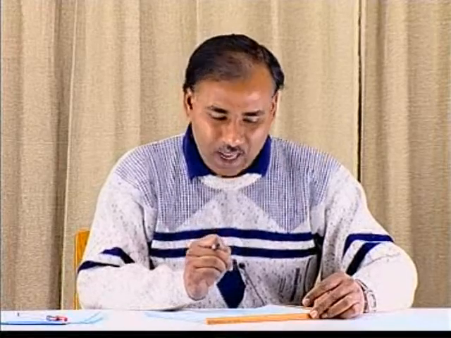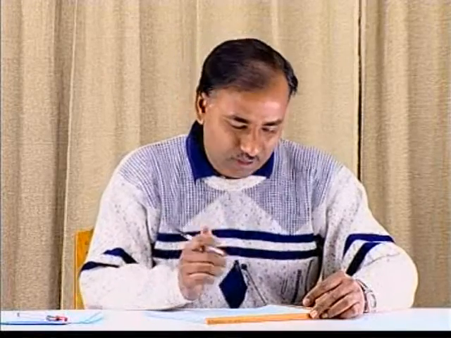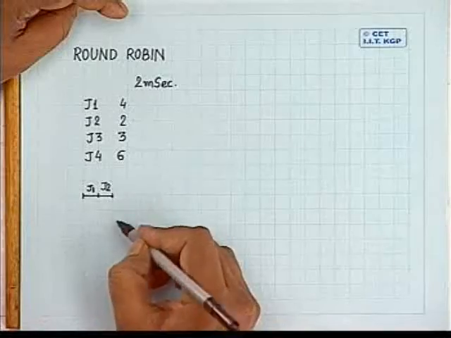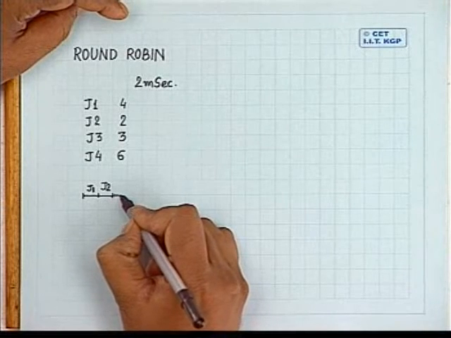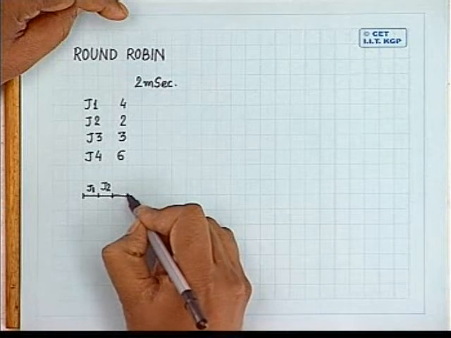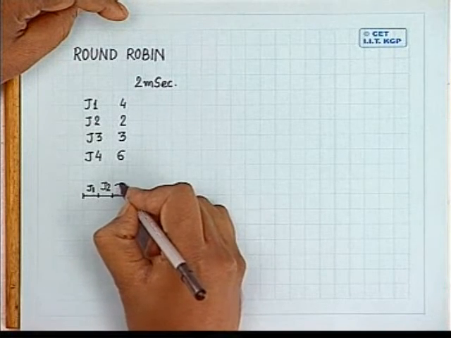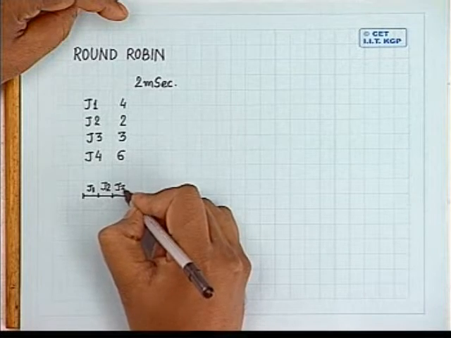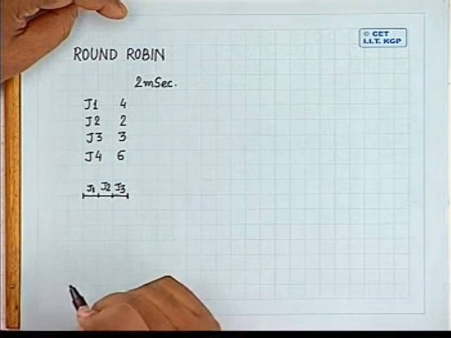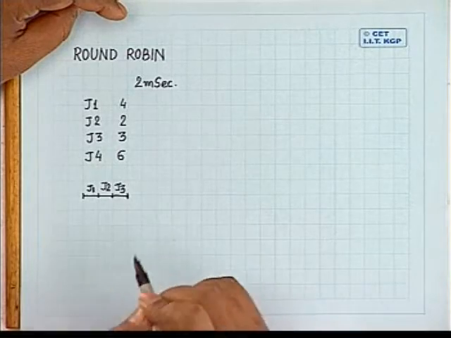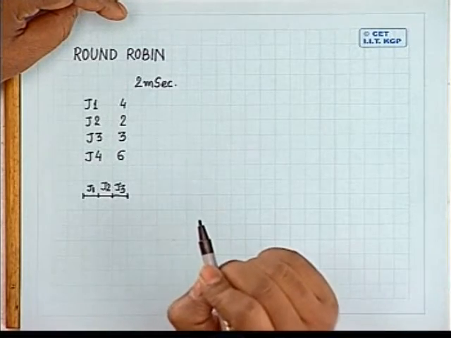And from that IO waiting state, once that IO operation is complete, again it will go back to ready state. Now after that comes job J3, whose CPU burst time requirement is 3 milliseconds, but it will be executed for 2 milliseconds. So now you execute job J3 for 2 milliseconds. At the end of these 2 milliseconds, job J3 will be pushed back into the ready queue for its remaining CPU burst of 1 millisecond.